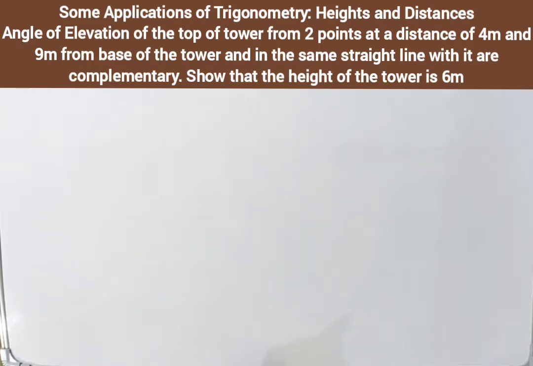So basically, there is a tower. There are 2 points at distances of 4 meters and 9 meters from the base of the tower. And both the points are in the same straight line. And the angle of elevation is complementary. So basically, we don't know the angles. The height of the tower is given, which is 6 meters.